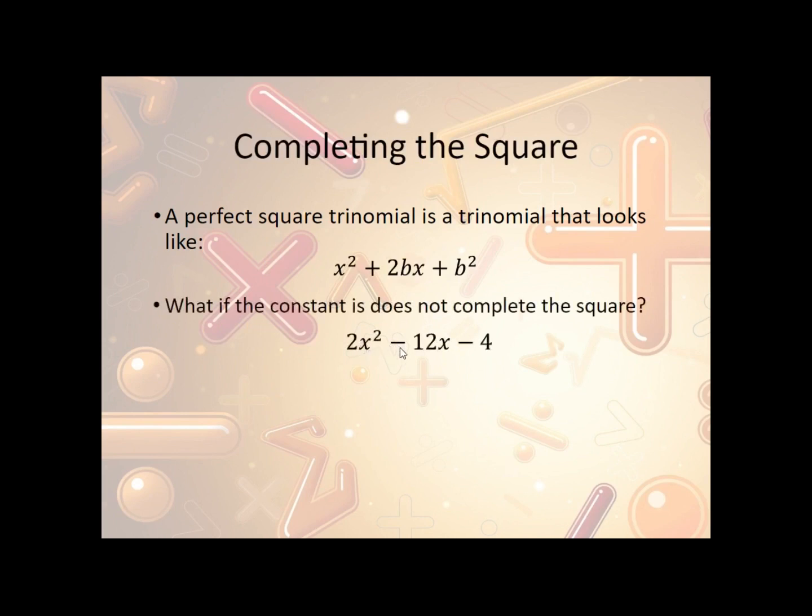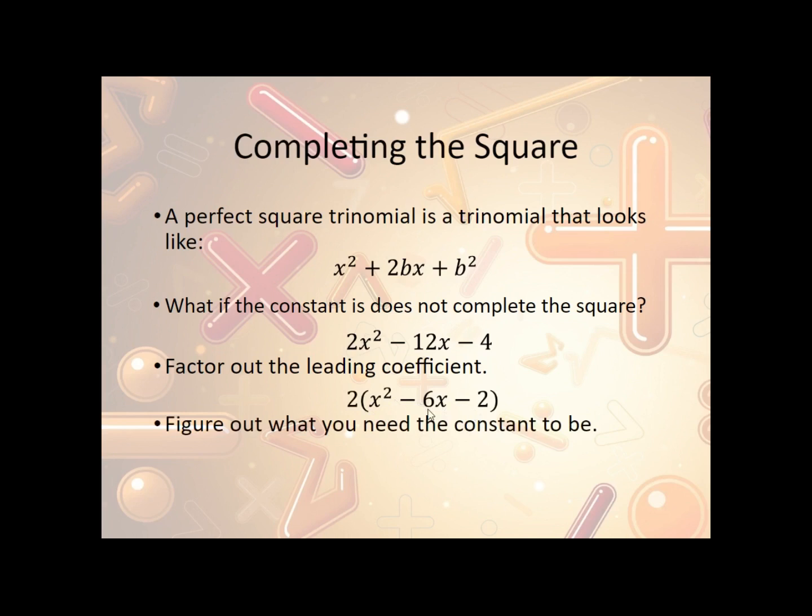Now we have 2x squared minus 12x minus 4. So we're going to factor out the lead coefficient because we can't complete the square if there's a number in front. So we're going to divide everything by 2. So now we get 2 times (x squared minus 6x minus 2). Now we go through our steps like we did before. So we take negative 6 and divide it in half. Well, negative 6 divided by 2 is negative 3. We square that and we get 9. So that's what we need it to be.